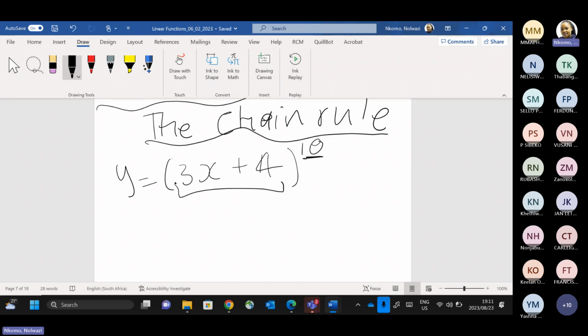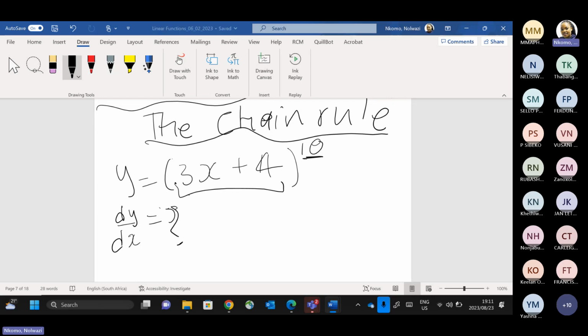If you are given a function like this, and you are asked to find the derivative of this function, which is dy over dx, meaning we are differentiating this function with respect to x.